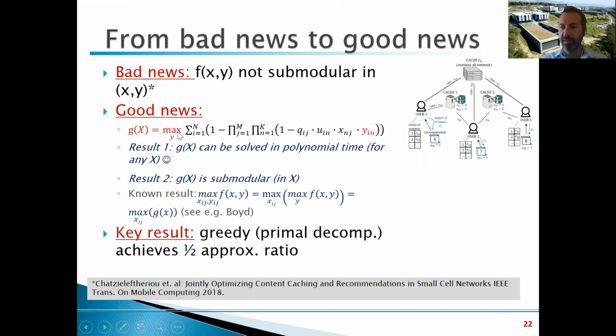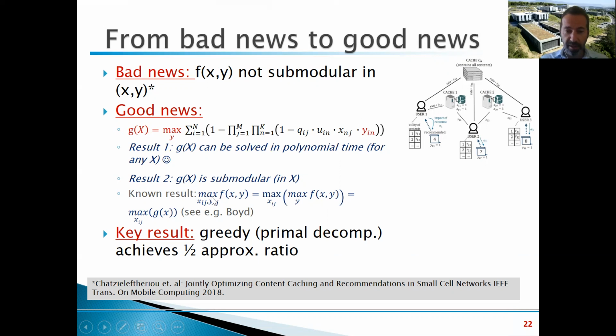Then we can say a number of useful things about g of x. First, g of x can be solved in polynomial time for any x. So solving this problem is easy and you can solve it exactly. The second result, even more interestingly, is that this g of x is submodular in x, right?